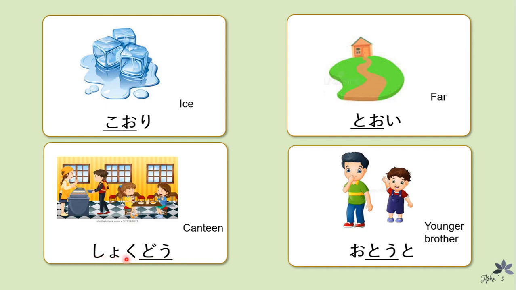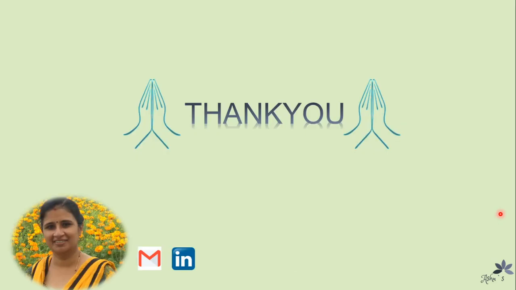Here we have another example. Shokudou, shokudou. We have U after the O alphabet. This also makes long O sound. So it should be pronounced as shokudou, which is canteen. And the last one is otouto, which is younger brother. So friends, in this video, we have learned how to make different long sounds.